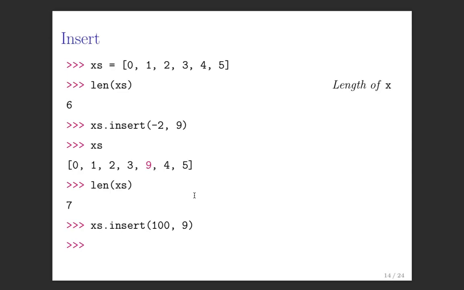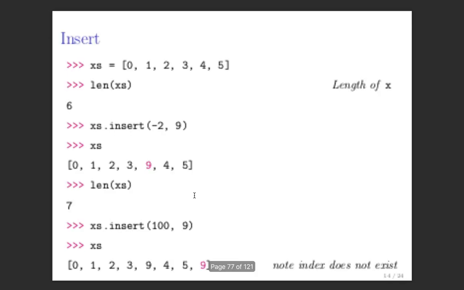What happens if I want to insert at the 100th position a 9? What do you think a sensible thing for Python would be to do? Would it be to loop? It would be one way of doing it. What's another way we could do it? So just put it at the end then. Okay, that's the right answer.